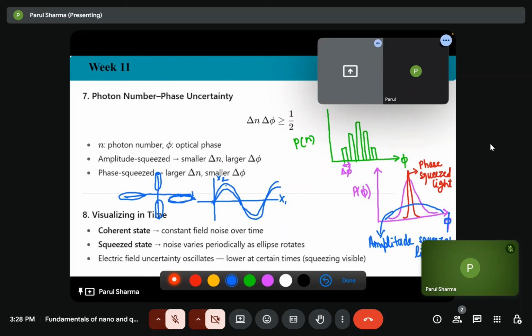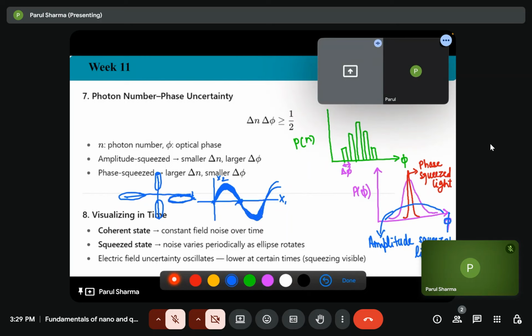So the uncertainty has increased. But again at this point it has reduced, then again increased, then again reduced. So it means there are certain time instants where the uncertainty in the phase is actually smaller than this. So at these points, delta phi is lesser than delta phi coherent.